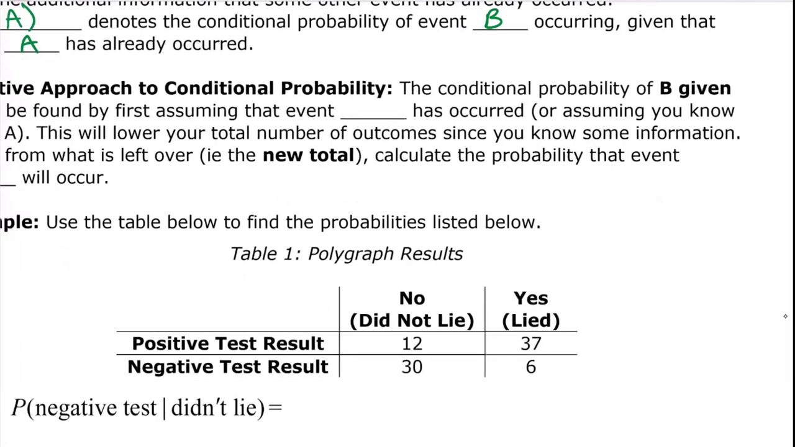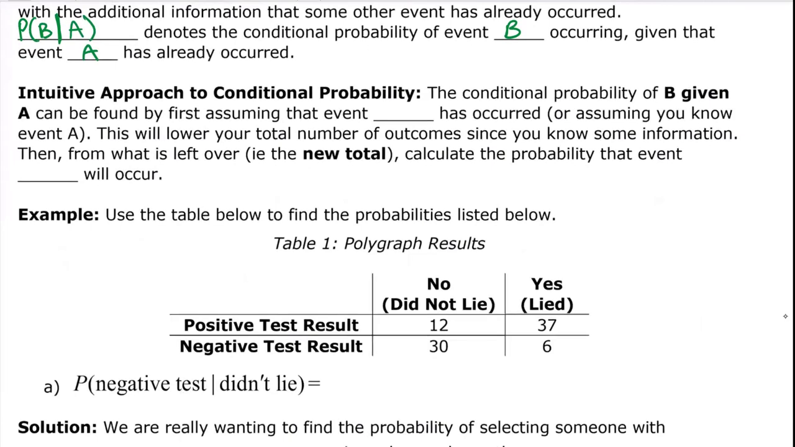And this is the intuitive approach to finding those. The conditional probability of B given A can be found by first assuming event A has already occurred. What I do is I say that I know event A is what I have, and that gives me a new total. So this lowers your denominator from the total amount in your whole table. You can see a table we're about to look at. Your denominator will change because of the thing behind the bar. And then from what's left over, we calculate the probability of B.